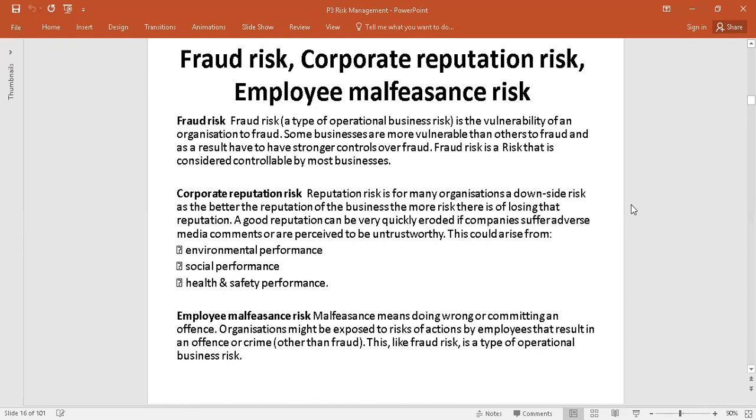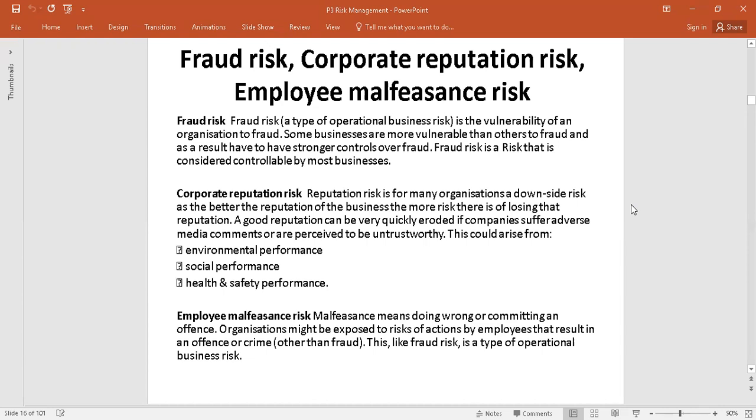Then the chance that the corporate reputation gets affected is corporate reputation risk. The reputation risk is for many organizations a downside risk. As the better the reputation of the business, the more risk there is of losing that reputation. A good reputation can be very quickly eroded if the companies suffer adverse media comments or are perceived to be untrustworthy. This could arise from environmental performance, social performance, or health and safety performance.